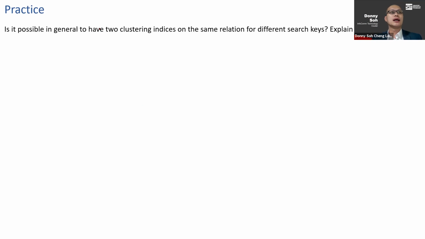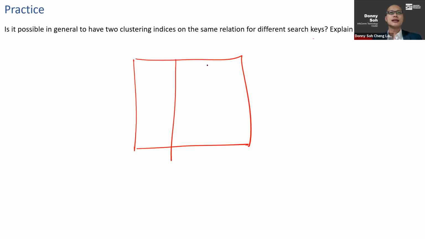Okay, so let's look at this question. Is it possible to have two clustering indices on the same relation for different search keys? What do you guys think? In general, it is not possible. So why is it so? Let's look at what the clustering index looks like first.